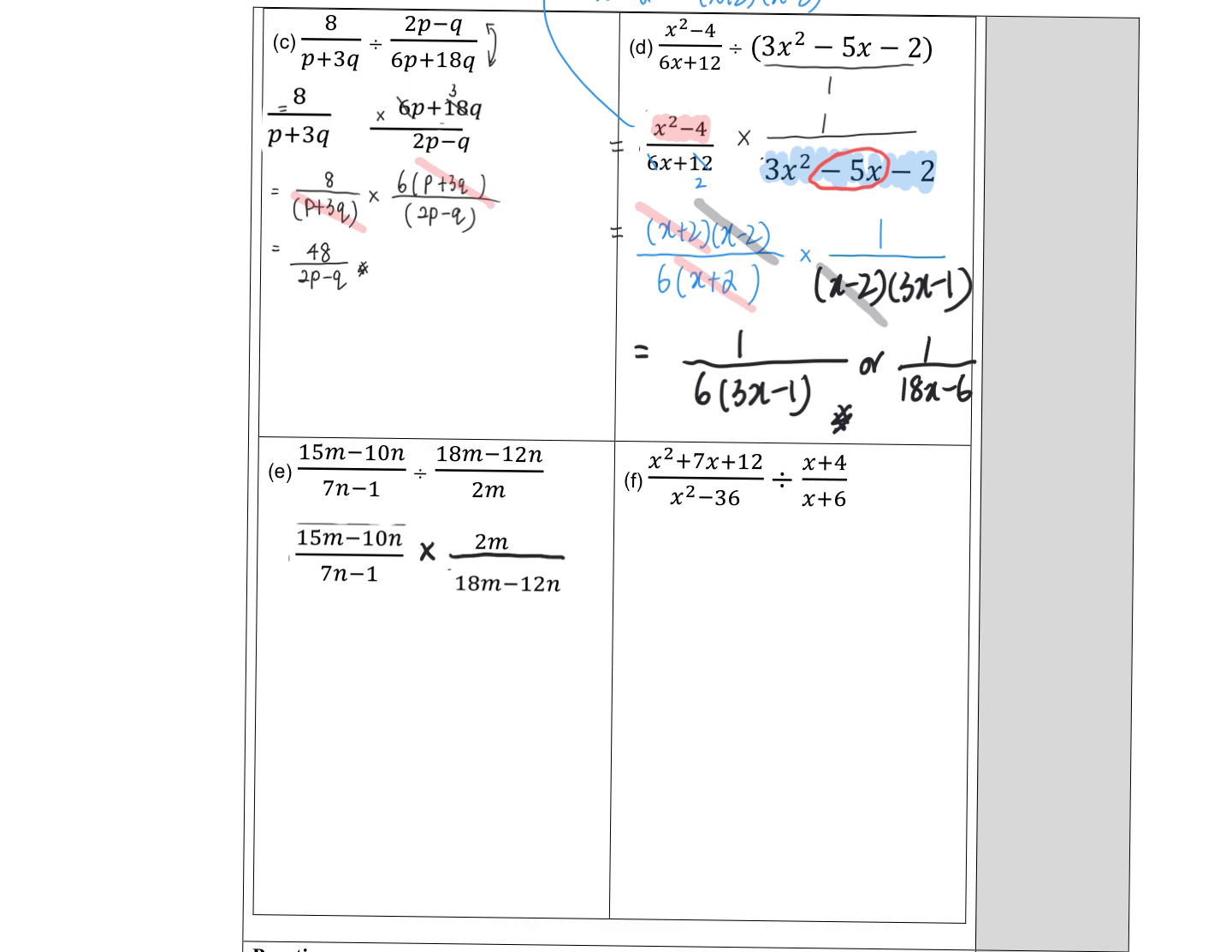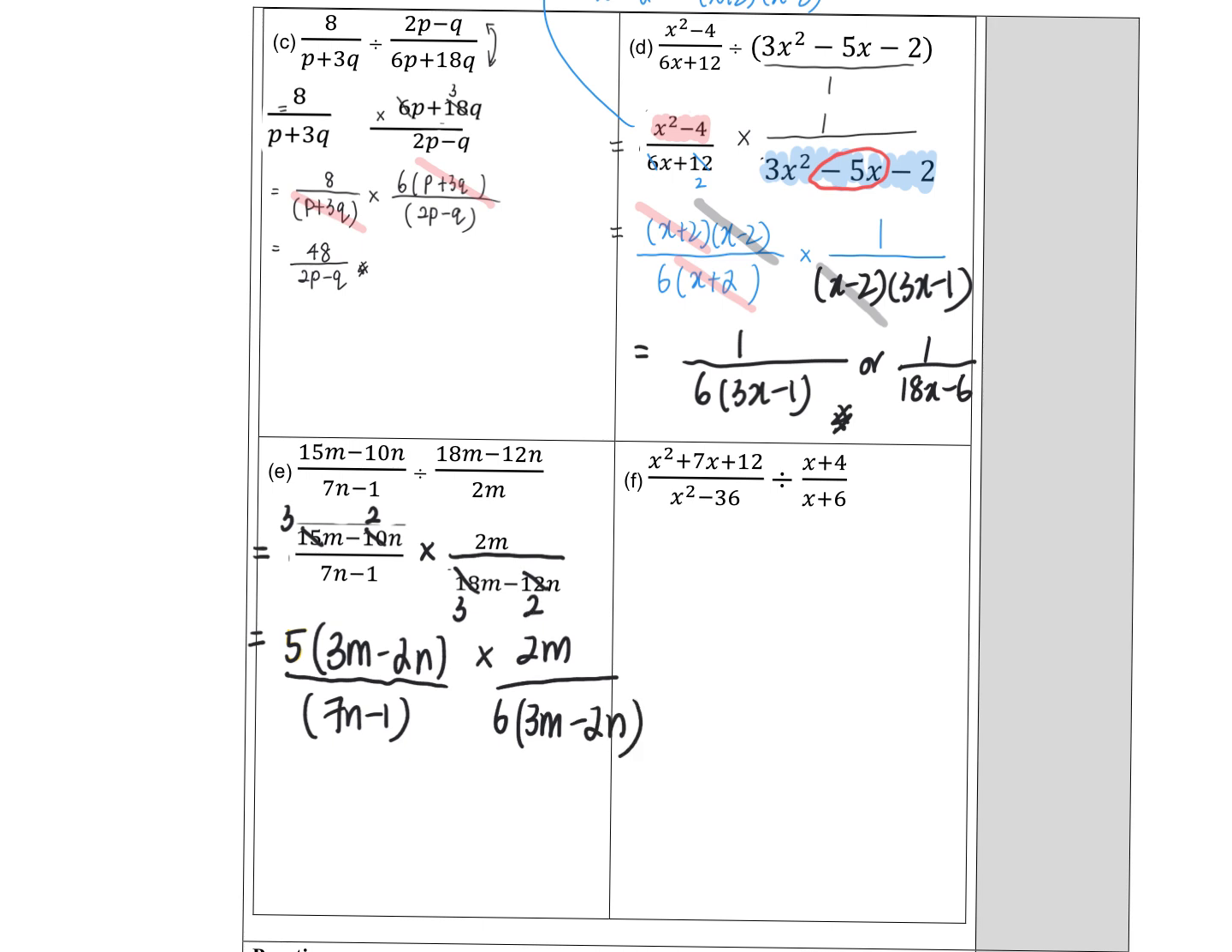Okay, so once you have that, what is the first step? Factorize, right? So between 15m and 10n, who should I take out? 5. So 3m, 2n. Okay, the 2m no problem, no change. Bottom, put it as a group because there's a minus there. Okay, group them together. Between 18 and 12, what's common? Yes. So take out 6, left 3. Take out 6, left 2.